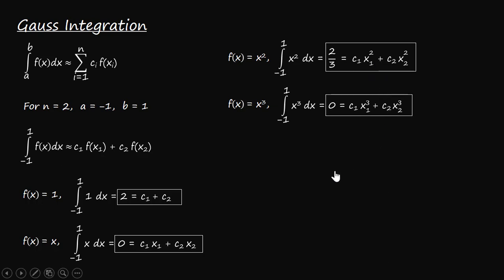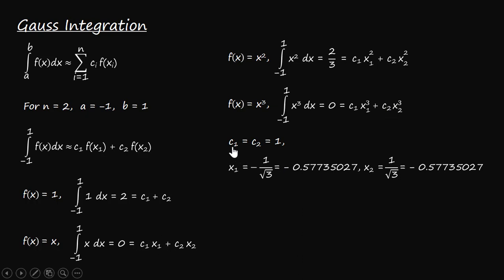We can solve them simultaneously to find the values of c1, c2, x1 and x2. So when we solve them, we will get c1 and c2 equal to 1, x1 equals -1 upon square root of 3, which in decimal number can be written as -0.577350027, and x2 is the additive inverse of x1, which is 1 upon square root of 3, that is equal to 0.577350027.